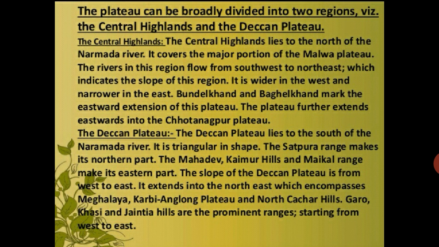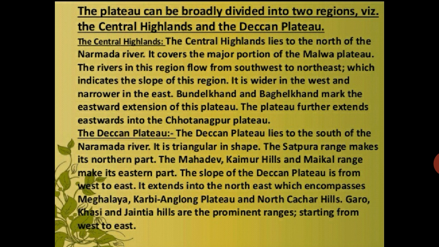Now Deccan Plateau. The Deccan Plateau lies to the south of the Narmada River. See, on India's map we are showing the Narmada River in between, so below the Narmada River it is triangular in shape. The Satpura range makes its northern part. The Mahadev, Kaimur hills and Mikal range make its eastern part. The slope of the Deccan Plateau is from west to east.